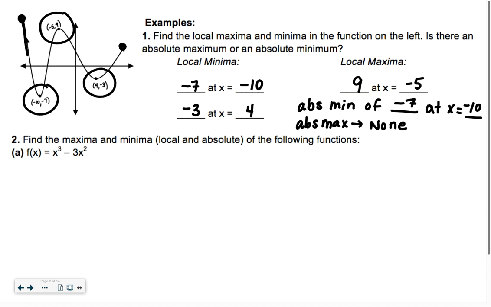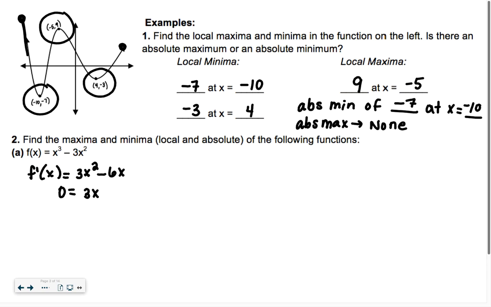Okay, so find the maxima and minima, local and absolute, of the following functions. What we're going to do is use our calculus to help us on this. So we're going to find the derivative. Go ahead and find the derivative. So we get 3x squared minus 6x. And we want to find when our derivative is equal to 0, so we're going to set it equal to 0. Let me do it on the next line.